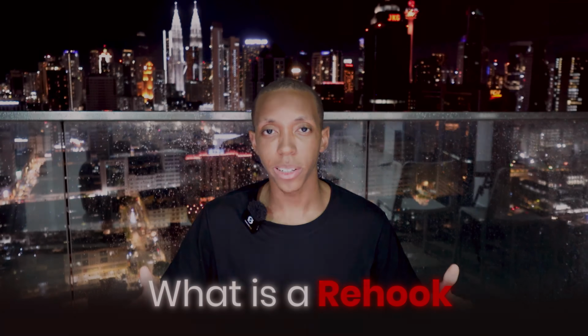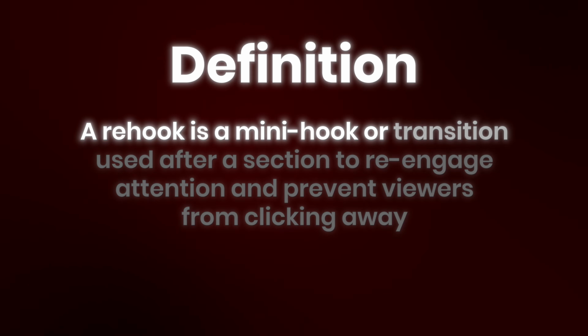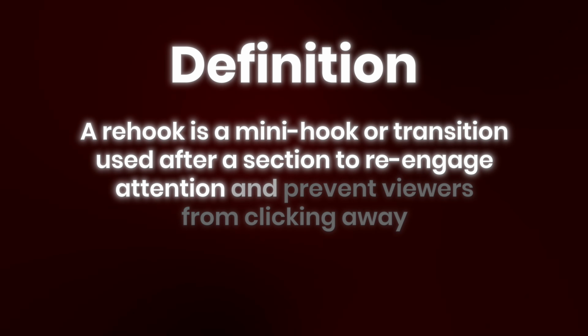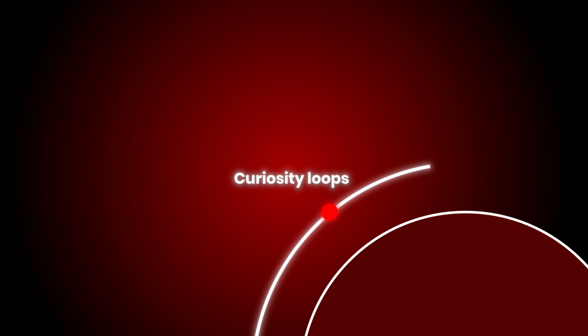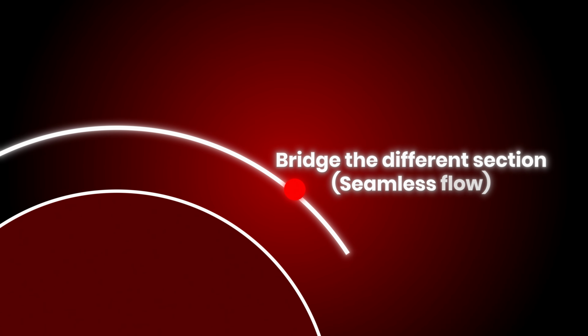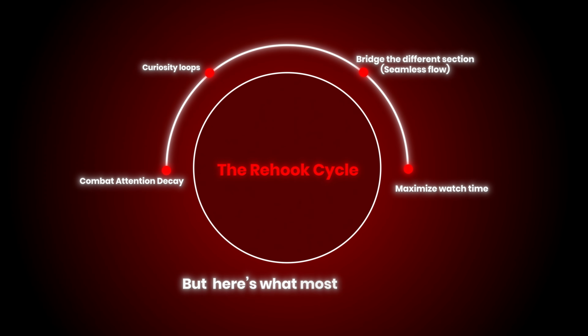So what is a rehook? Well, the textbook definition is a mini hook or a transition used after a section to re-engage attention and prevent viewers from clicking away. So you want to think of it like a Netflix cliffhanger, but every 30 to 40 seconds. The purpose of this is to fight against natural attention decay because of TikTok, create curiosity loops that keep them engaged, bridge the different sections in the video so that it feels smooth, and of course for us to maximize watch time.